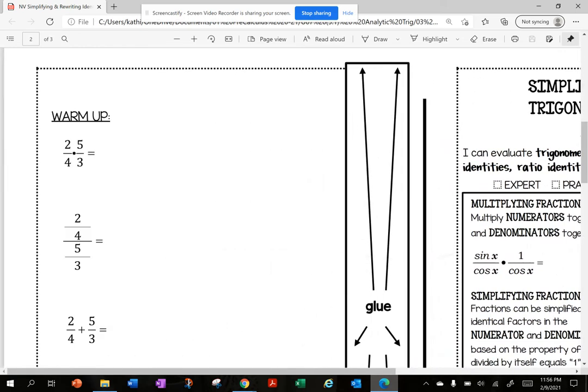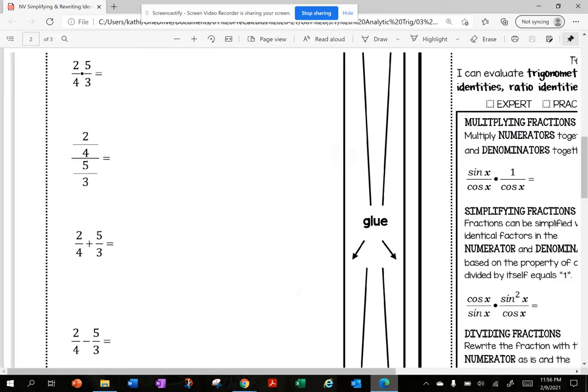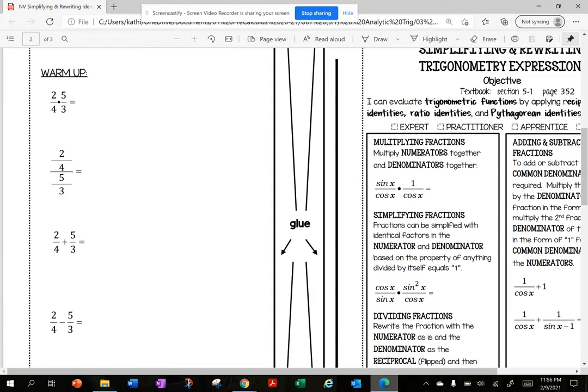I want to flip over to the back and let's do the warm-up first. We're going to be working with fractions today, so let's just do a quick warm-up, adding, subtracting, multiplying, and dividing fractions. So take a minute and tell me what you get.